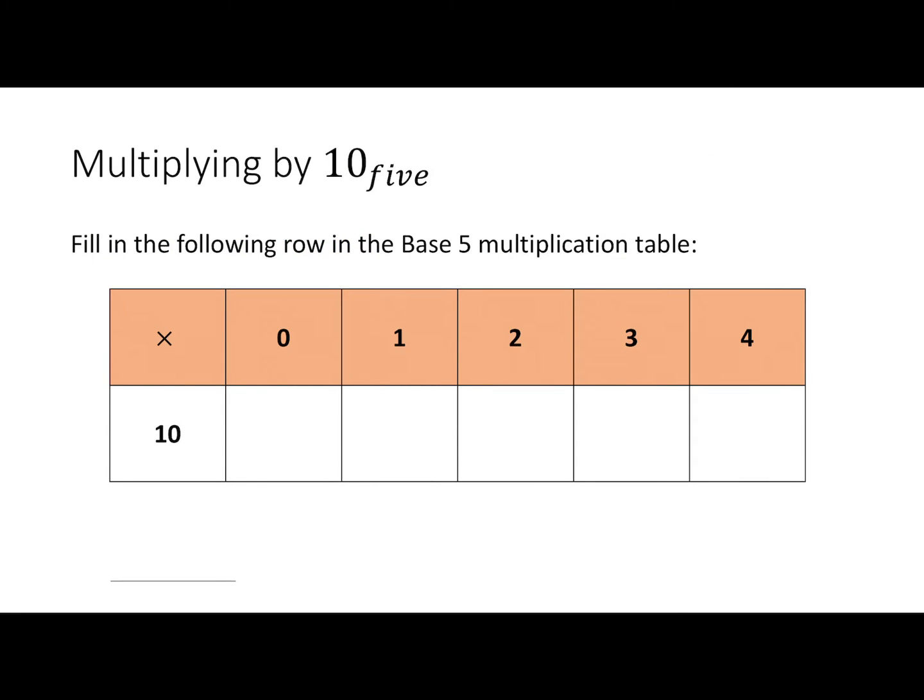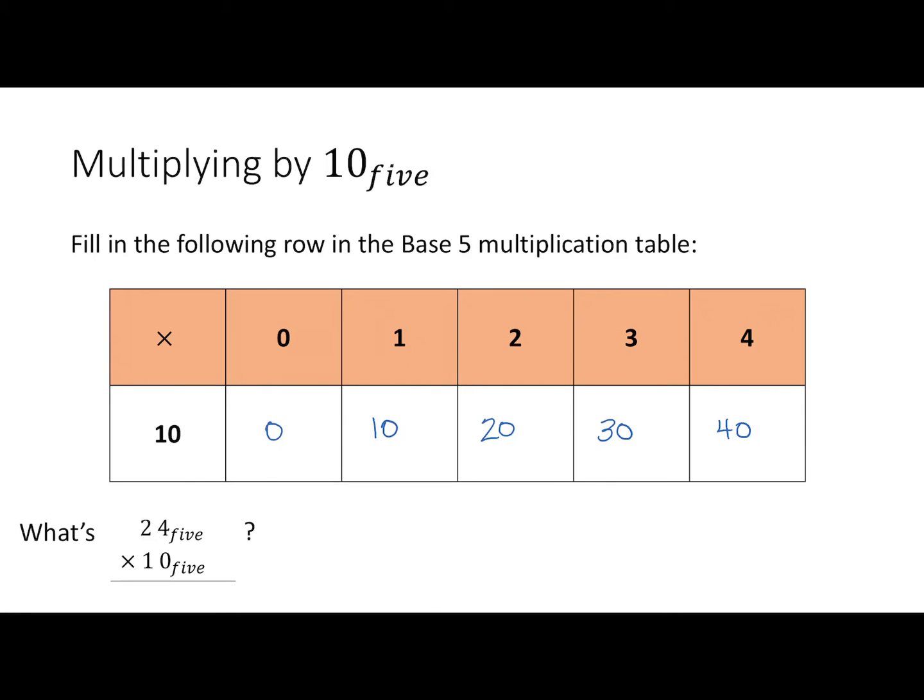All right, what's going to happen when I multiply by 1, 0 base 5? Well, the first two are not so bad. When I multiply by 0, I always get 0. When I multiply by 1, I always get the number that I was multiplying back. What happens when I multiply by 2? Well, think of repeated addition again. That's going to be 1, 0 plus 1, 0. That's 2, 0. When I multiply by 3, I get 3, 0, and 4, I get 4, 0. So multiplying by 1, 0 in base 5 is just like multiplying by 10 in base 10. Okay, so I can use that to my advantage.